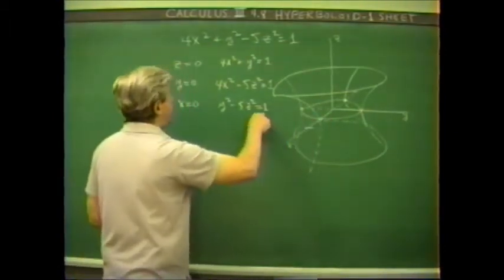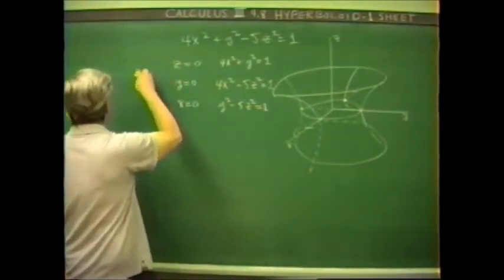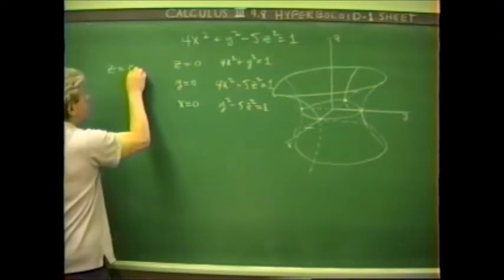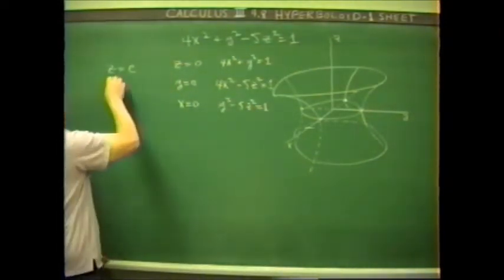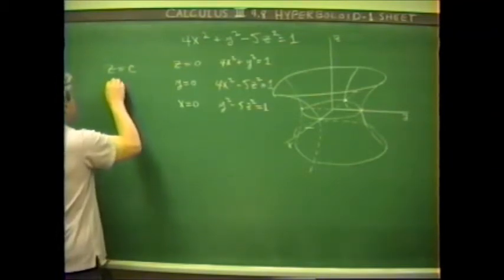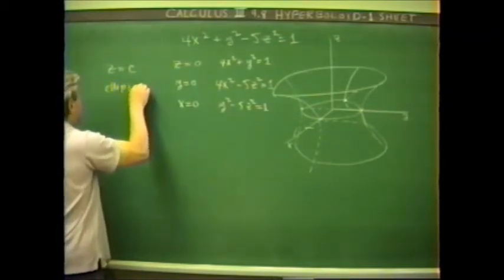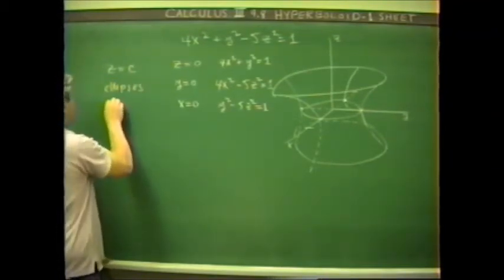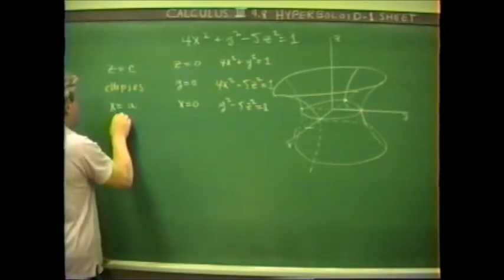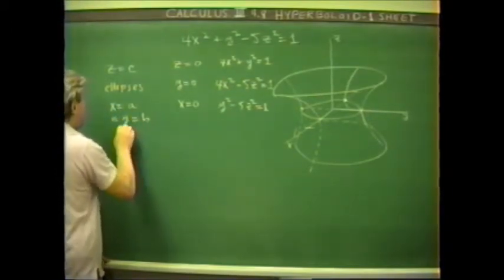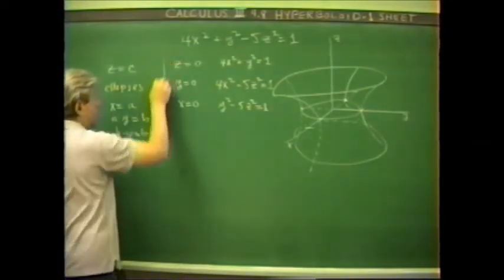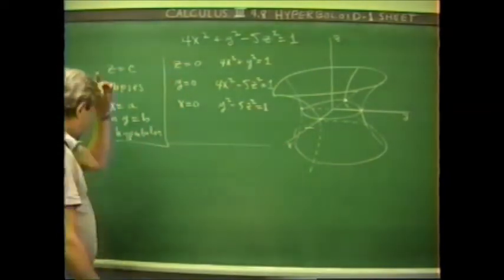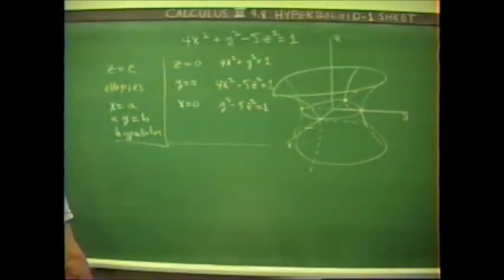There's 1 surface here. If we fix particular values of z equal to a constant, right? What we're going to end up with here is ellipses. In both other directions, x equal to a or y equal to b, what we've got are hyperbolas for this particular hyperboloid. Let's look at another.